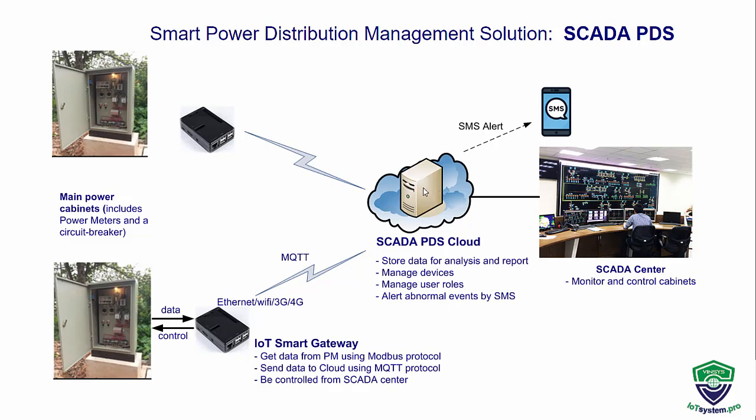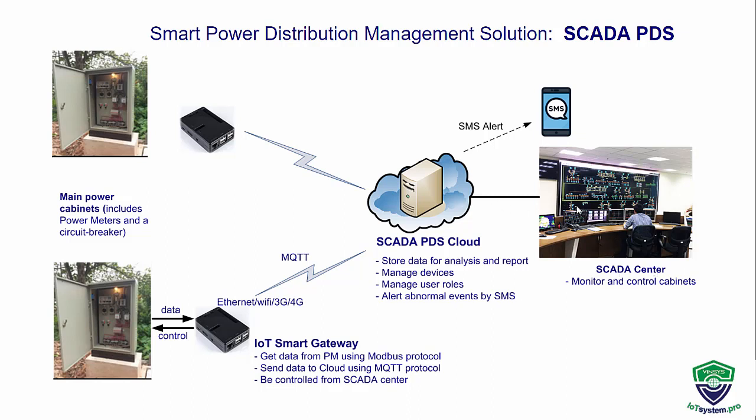After getting the data from the IoT smart gateway, the SCADA PDS cloud will store the data for analysis and report. And the cloud will manage devices and user roles and alert abnormal events by SMS to the operators.